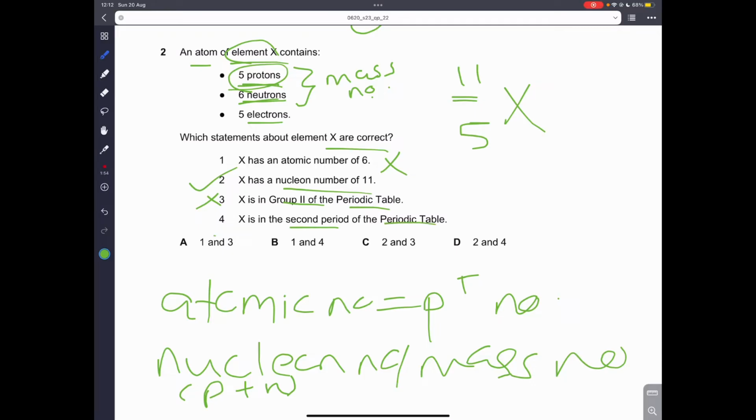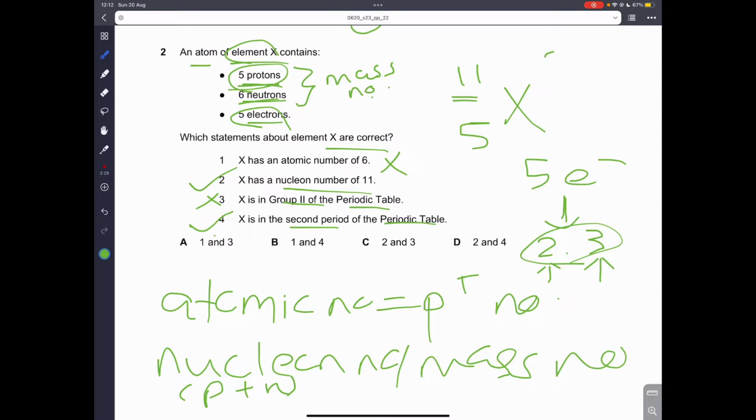Statement 4, X is in the second period of the periodic table. Now what does it mean? It is in the second period because we can look at the number of electrons. If we write the 5 electrons into the electronic configuration, we can write it as 2.3. Now you can see that there are 2 shells. So 2 shells mean that you are in the second period. So the number of shells determines the period which the element is in. If you have 2 shells, then you are in the second period.